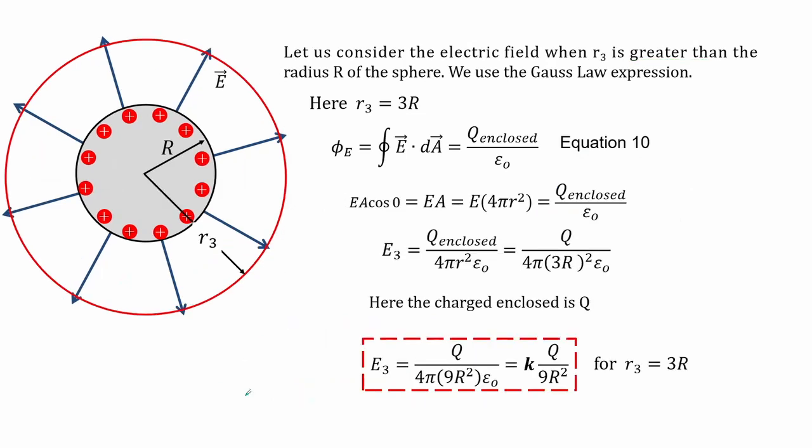Let us consider the electric field when r3 is greater than the radius r of the sphere. We use the Gauss law expression. Here r3 is equal to 3r. So we have the electric field by this Gaussian surface as shown here.